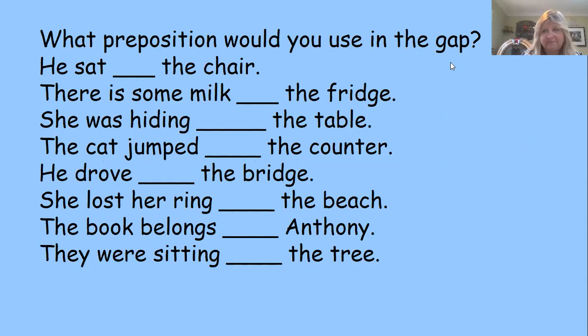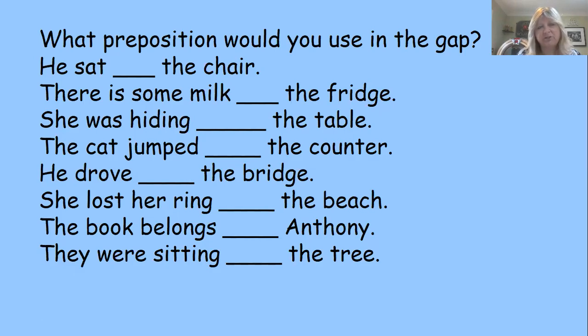Okay, now I don't want you to write these sentences out because that's a waste of your learning time. But I'd like you to think of a preposition that you would use where the gap is. Now, there might be more than one, okay? So when I give these answers, it's not the only answer it could be. He sat, we would all say on the chair. However, he sat behind the chair, beside the chair, next to the chair, upon the chair, under the chair. Depends how big the chair was.